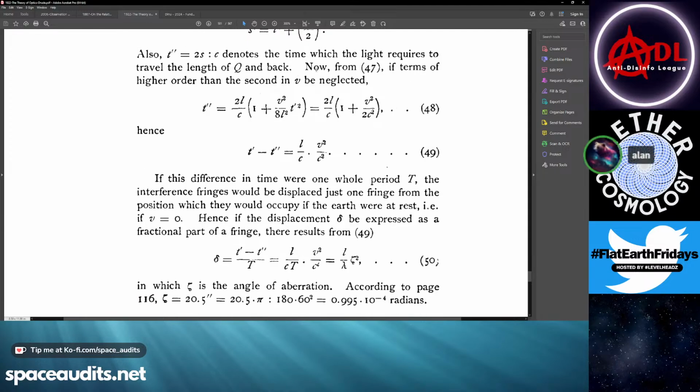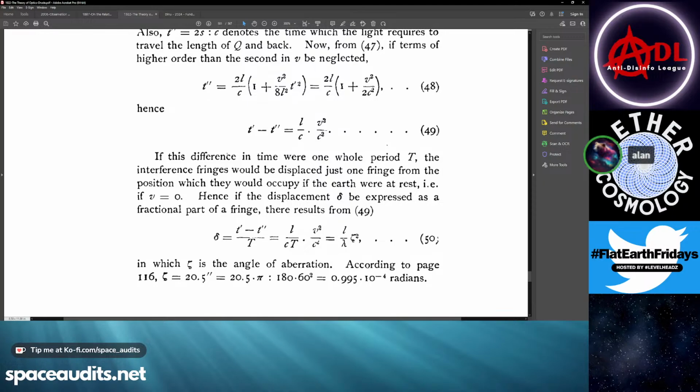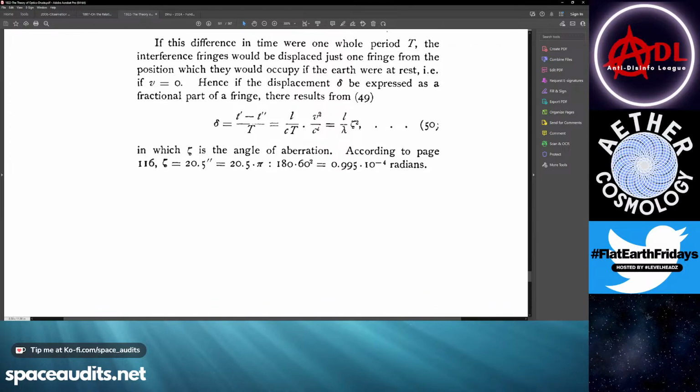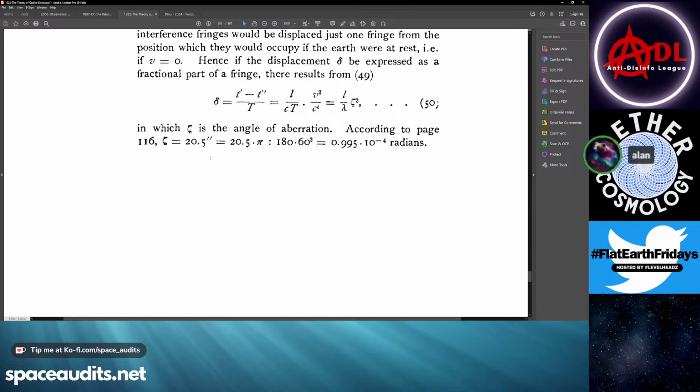All right, so higher terms will be neglected. If the difference in time were one whole period T, the interference fringes would be displaced just one fringe from the position which they would occupy if the Earth were at rest, i.e., if v equals 0. Hence, if the displacement delta be expressed as a fraction of the fringe, from the results of equation 49 we have equation 50, in which z, I think, is the angle of aberration according to the page, and then he has page 116, and he gives the seconds.